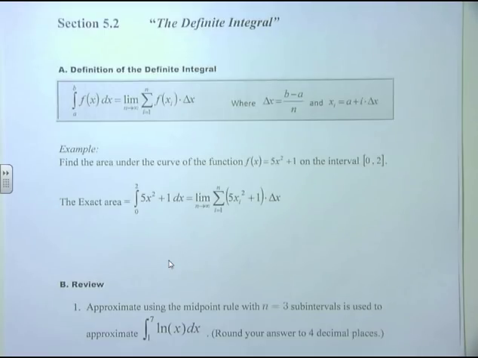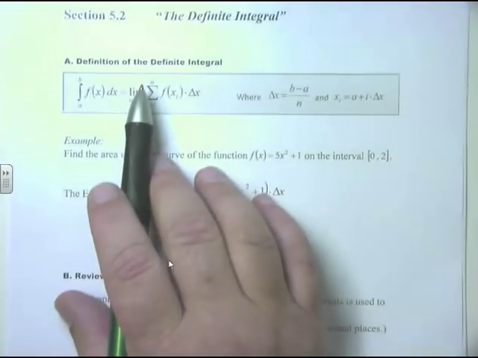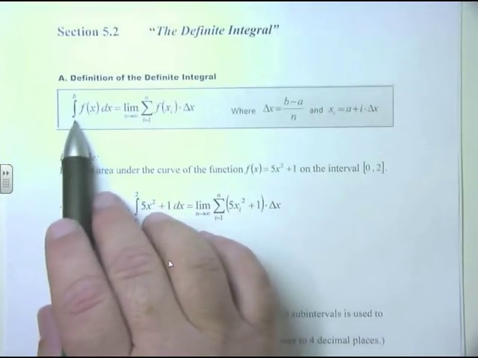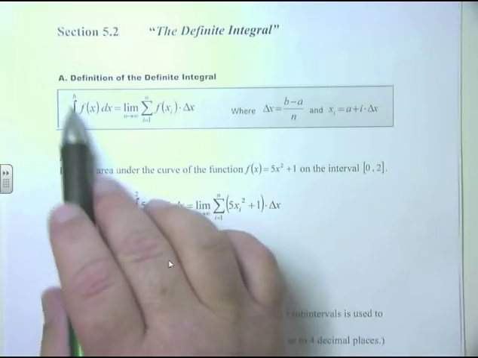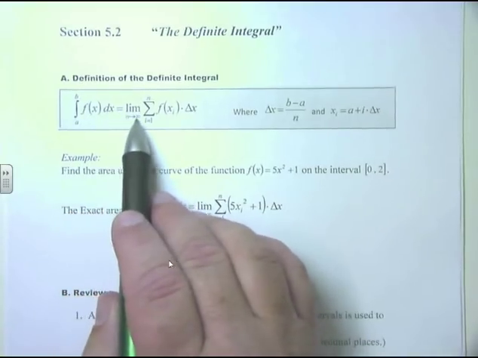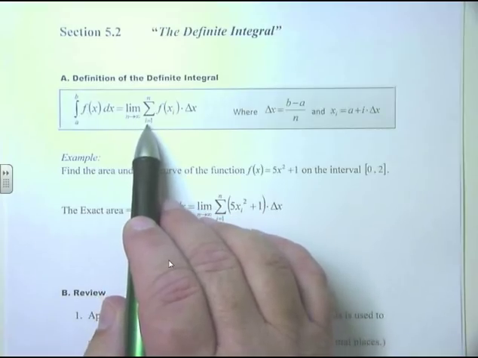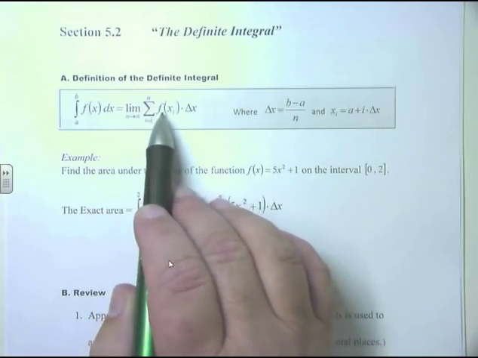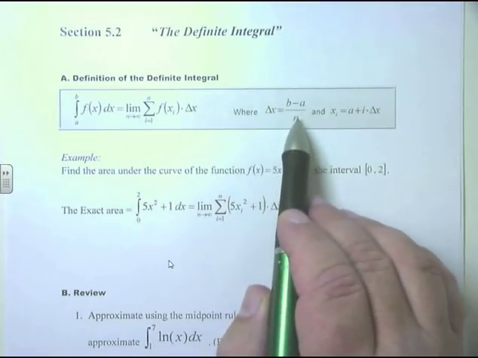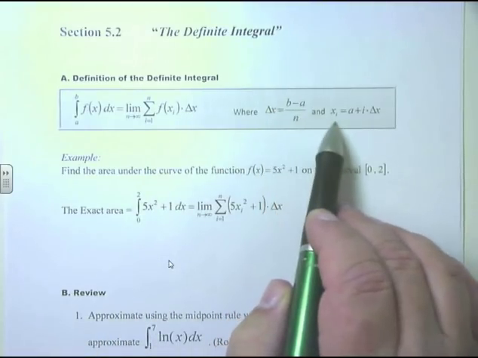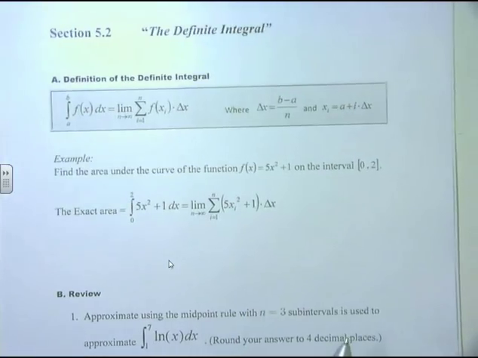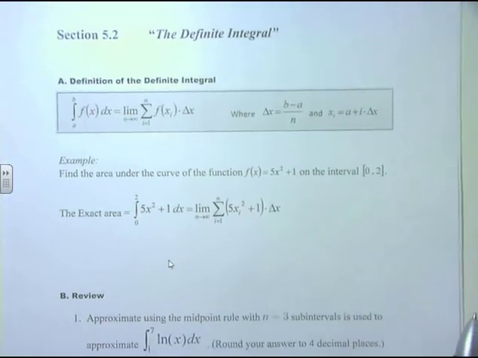So here's our definition. Definition of definite integral. This integral, or antiderivative, the integral from a to b of f of x dx is equal to the limit as n approaches infinity of the sum as i goes from 1 to n of f of xi delta x, where delta x is equal to b minus a over n, and xi is equal to a plus i times delta x. Now you look at this and go, wow, this is getting quite deep.